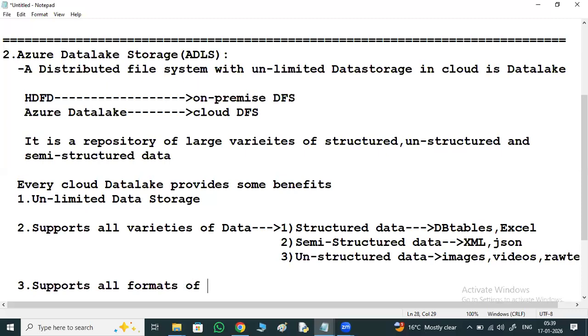Supports all formats of data: .txt, .csv, .json, .parquet, .avro, .tar.